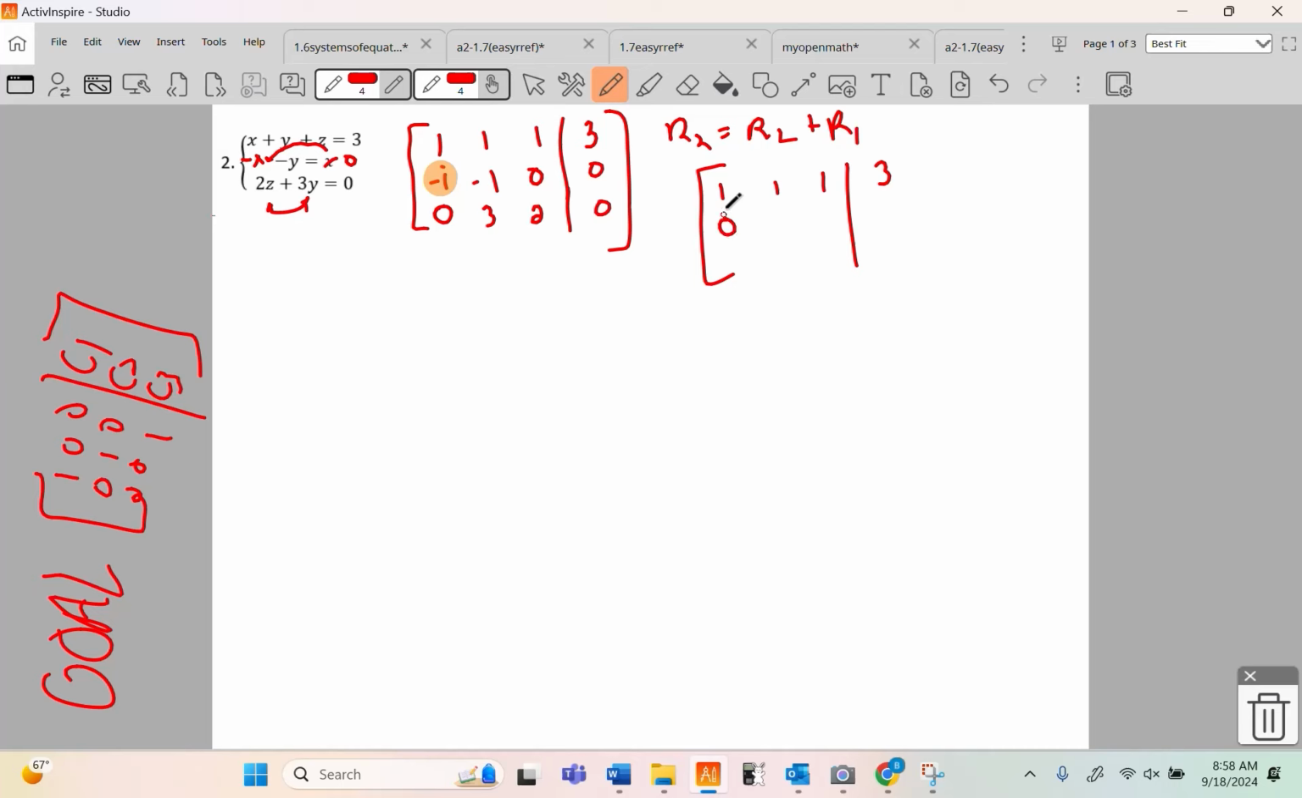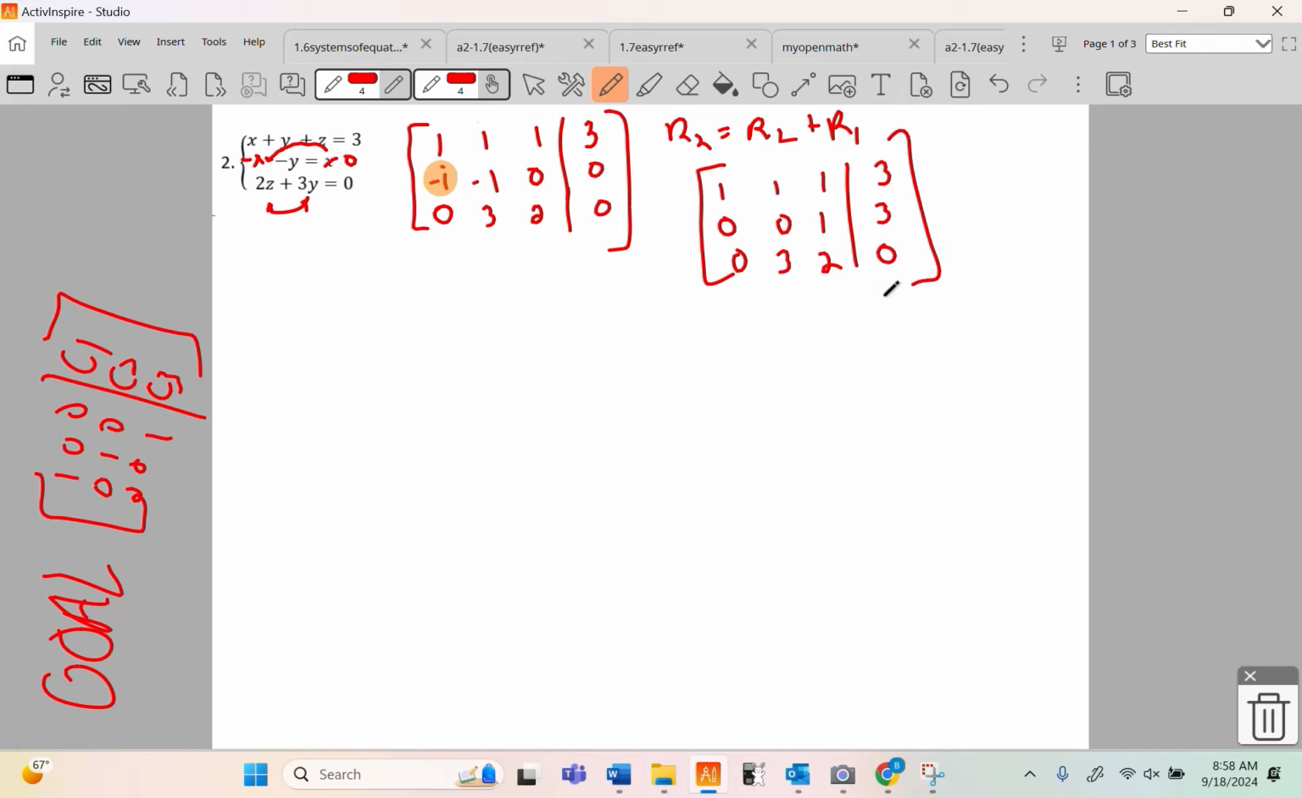One plus a 0 is a 0. 1 plus a negative 1 is also a 0. 1 plus a 0 is 1. 0 plus a 3 is a 3. And then we have 0, 3, 2, 0.